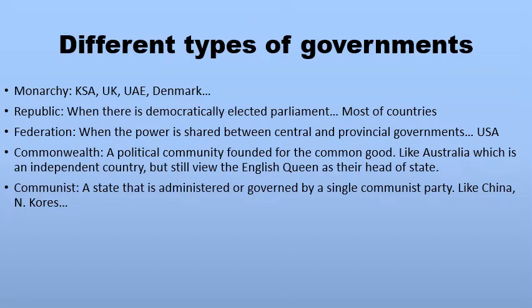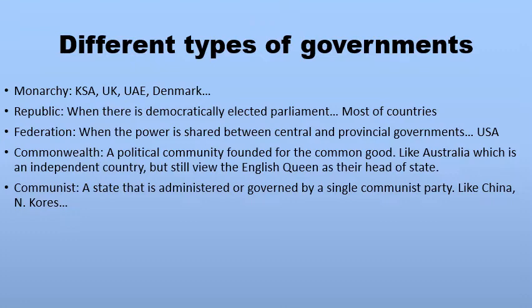So this kind of government is called a federation or a federal government. Another kind of government is the commonwealth. It is a kind of political community founded for the common good. For the common good means that, for example, let's say Australia was once a colony of Britain. When Britain wound up its colonies and gave freedom to the people of Australia, the people of Australia still believed that the English Queen is their head of state. Although they have their independence, their own rules, and everything of their own, they still believe that the British Queen is their head of state. So they created a commonwealth.